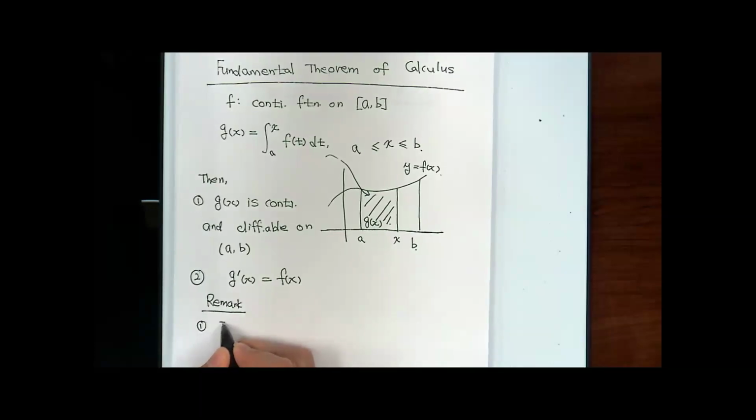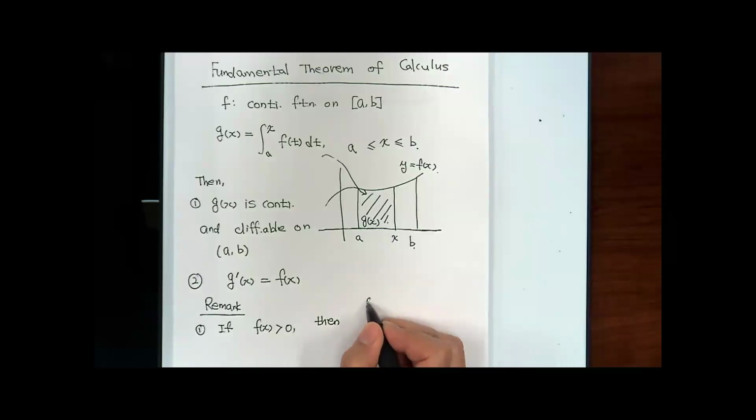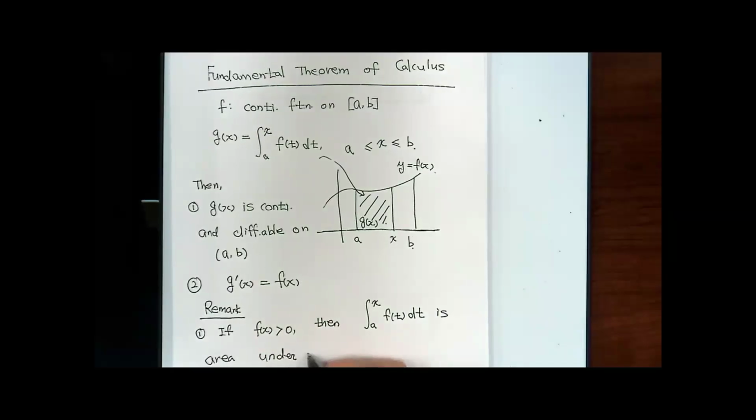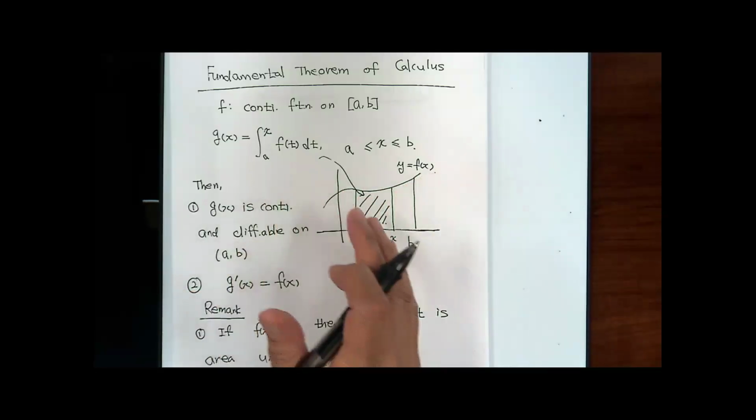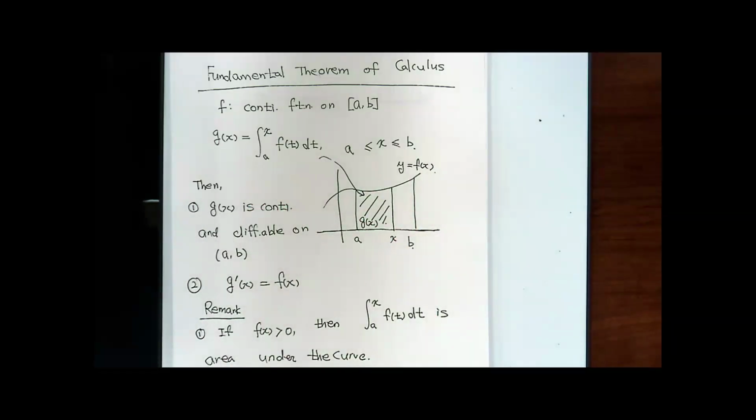Another important remark is if f of x is greater than 0, then the integration from a to x of f of t dt is the area under the curve. Maybe most of you remember how integration is defined. It was defined by rectangles under the curve, and we refined and added refined rectangles. So when f is greater than 0, the entire graph is located above the x-axis. When we think about the integration, that is the area under the curve.